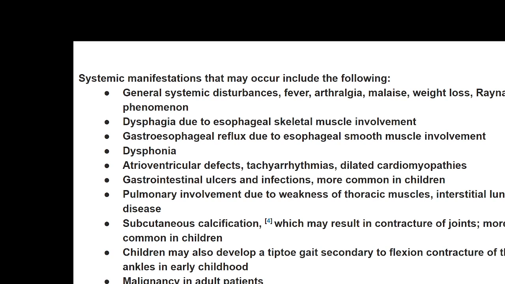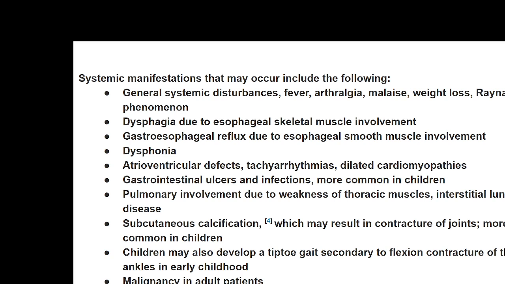Systemic manifestations, though rare, may be presented with the fever, arthralgia, malaise, or Raynaud's phenomena. Dysphagia also can occur. GERD symptoms could occur. Dysphonia, the patient's voice may be affected. Atrioventricular defects or tachyarrhythmias also could occur, or there could be the GIT disorders like ulcers or infections may be seen. Pulmonary involvement due to weak thoracic muscles also can occur.